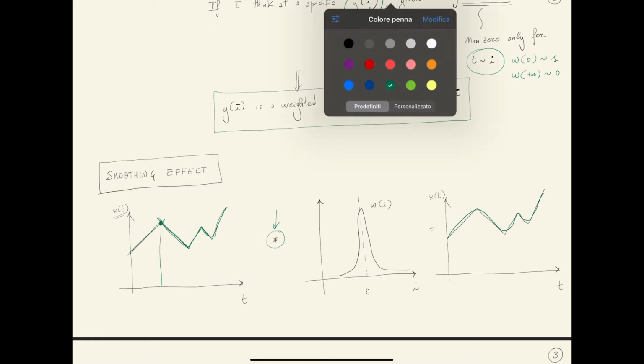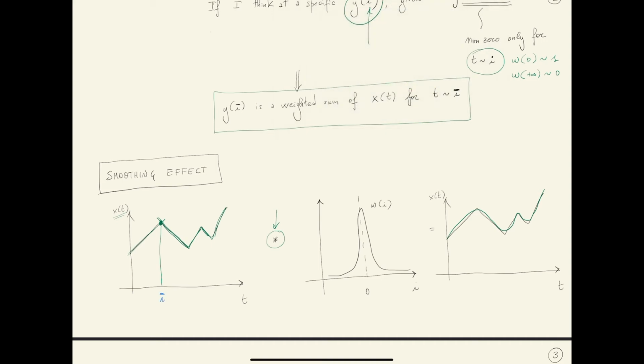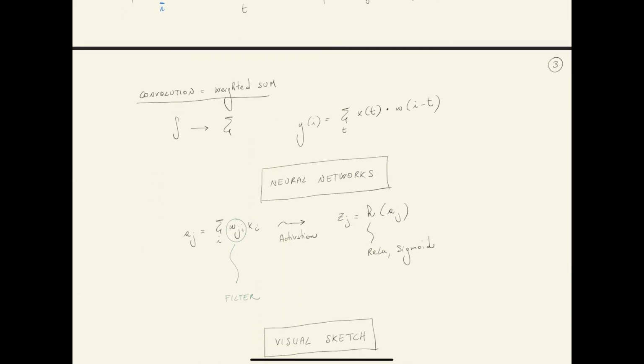Let me change color. So let's say that this is our i bar. We pick some values here in this region. And so basically at the end, we smooth this sharp shape here, and we get at the end something that is smoother. So that would be the resulting function y as a result of the convolution of the original not smooth x convolved with a weight function w. That's a bit what a convolution is.